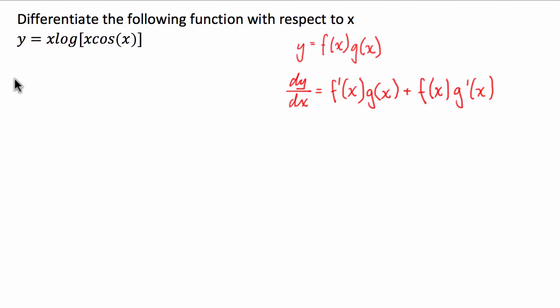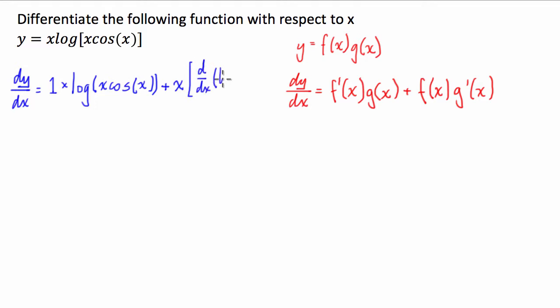So we're going to have the derivative of this to start with, dy/dx, is going to be equal to the derivative of the first function, so the derivative of x, which is just 1, times the second function, left how it is, so the log of x cos x. And we're going to add the first function, x, left the way it was, so we have x times the derivative, let's just put this in brackets here, d/dx of the log of x cos x.